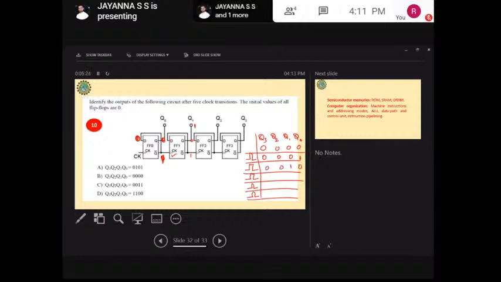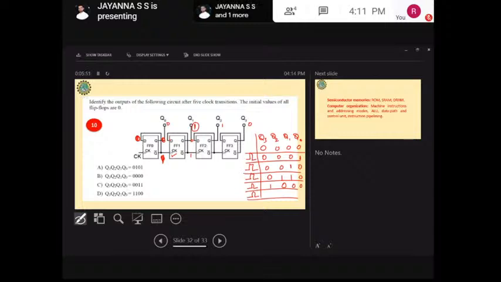Similarly, if you analyze that one, for the next clock, for both Q1 and Q2 you are going to get 1, and the remaining terms will be 0. So we are going to write 0, 1, 1, 0. Coming to the next clock, we are going to get Q3 equal to 1, and the remaining terms will be 0, 0, 0.